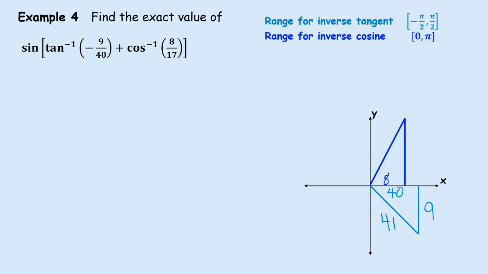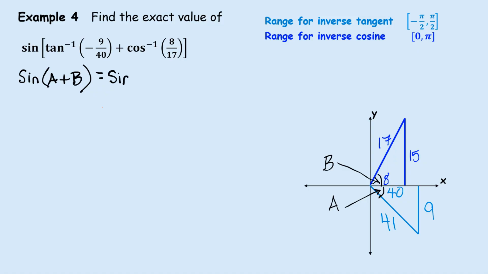So that's adjacent over hypotenuse, 8/17. And if you use the Pythagorean theorem, you can find out that the other side is 15. So we have these two angles. I'm going to call that one A and that one B. So what we really have here is sine of A plus B, which equals sine A cosine B plus cosine A sine B. So now we just need to fill in the values.